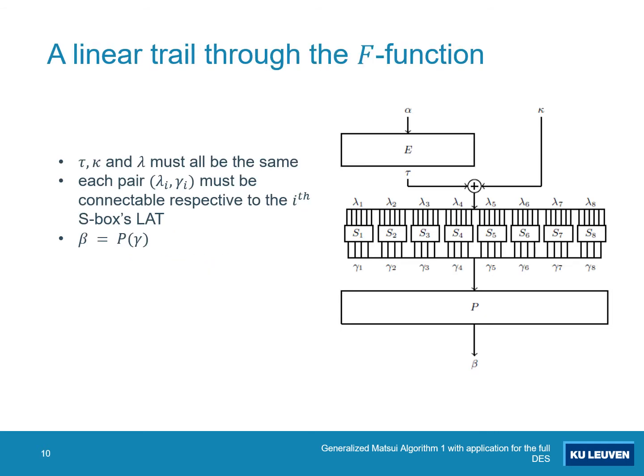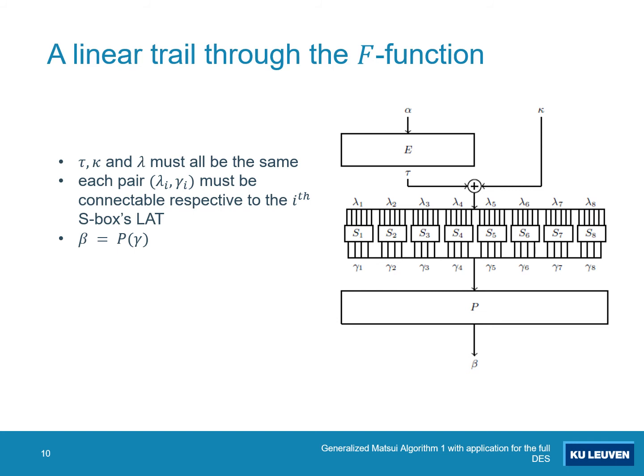Let me now present how a linear trail through the f function of this can be obtained. Let the input mask of the trail be alpha, while the output mask is beta. K represents the key mask, tau represents the output mask of the E function, while lambda and gamma represent the input and output masks of the substitution layer.